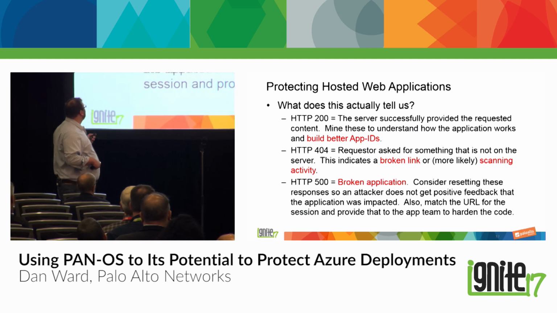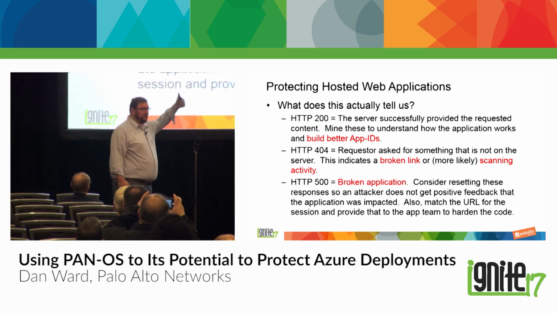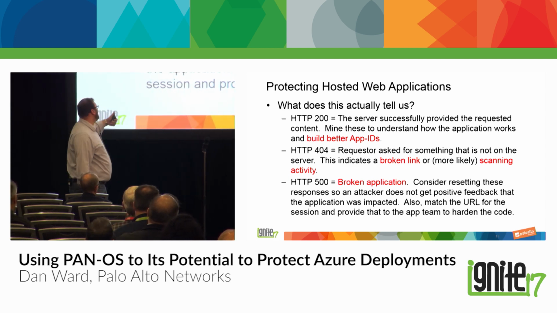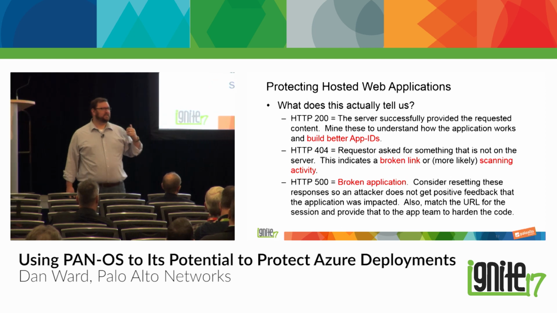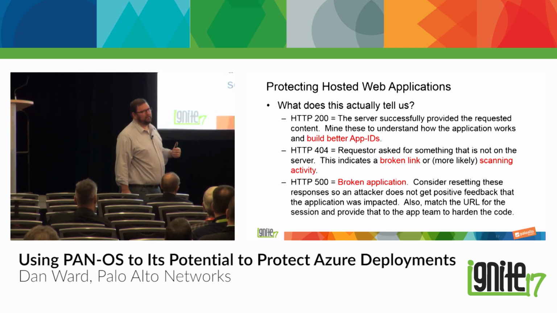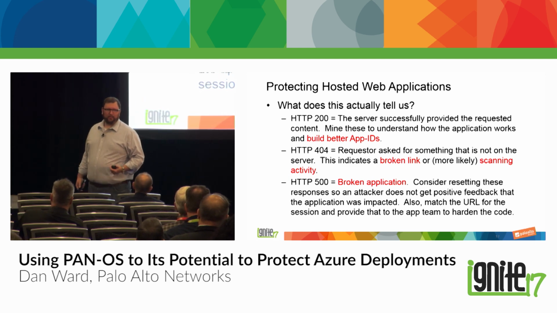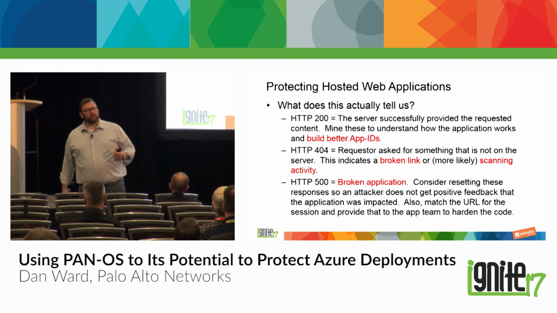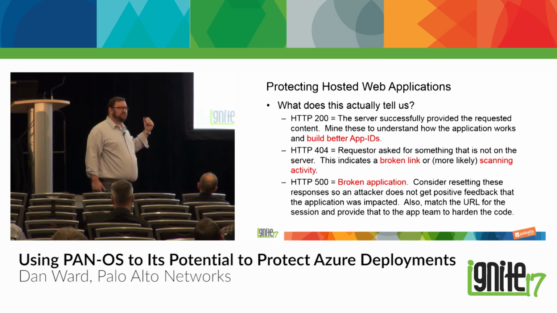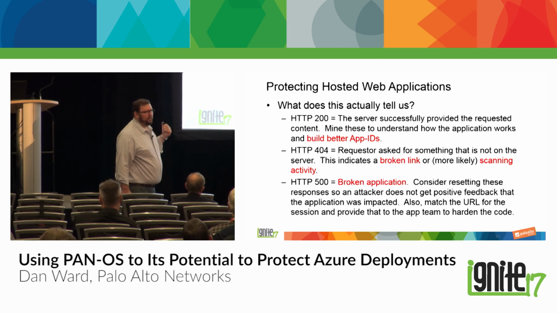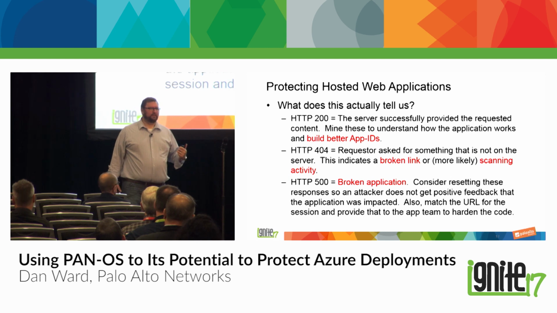So let's talk about what these response codes tell us. We talked about 200, means we know how to use this. We know how to respond to this. HTTP 404, I want to mine that data because, of the traffic that's being allowed, HTTP 404 traffic is stuff that the application didn't know how to deal with. So I want to write an app ID to make sure that the request that generated that 404 error is not allowed through the firewall. It's not part of my application.